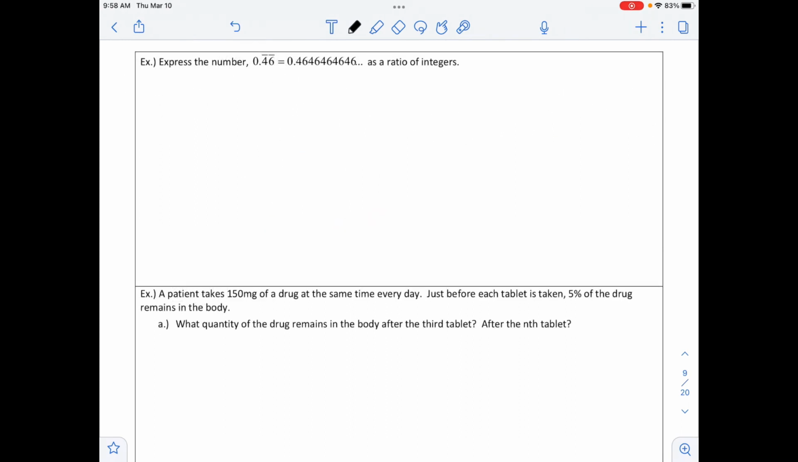The example on the next page says to express the number 0.46 repeating, which is equal to 0.46, 46, 46, and so on, as a ratio of integers. And so we have 0.46 repeating. And to think about this as a ratio, I'm going to go ahead and think of this as 46/100 to get those first numbers, the 46, plus 46/10,000, which is equal to 0.0046, so that gives me the second 46, plus 46/1,000,000, plus, and this would keep going on forever.